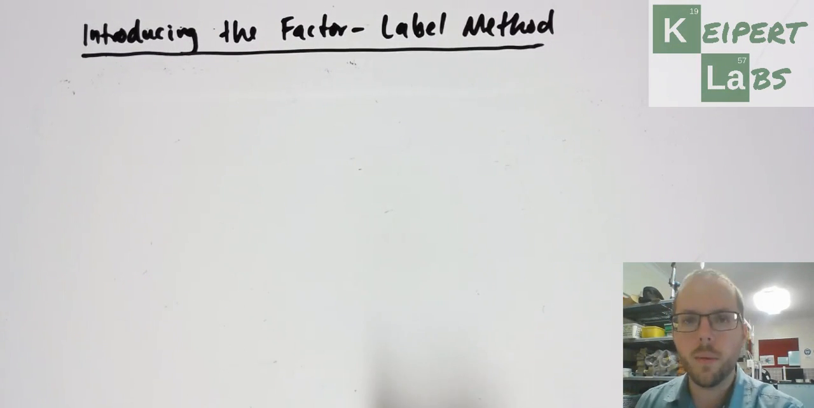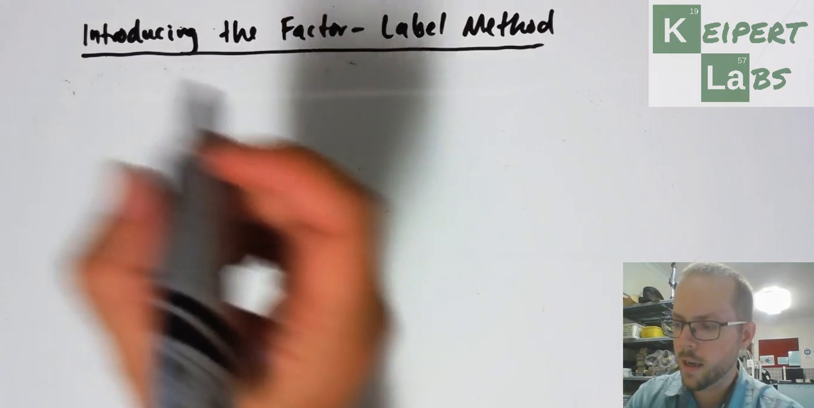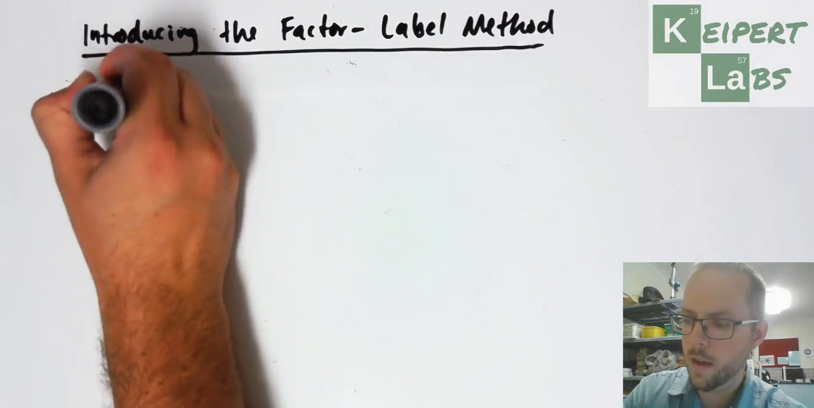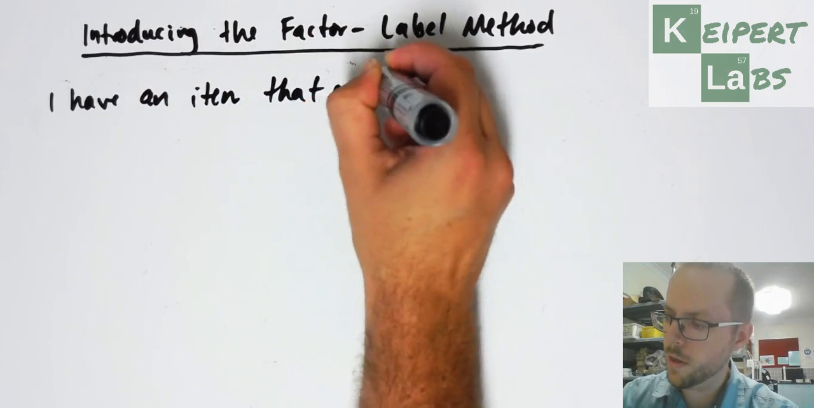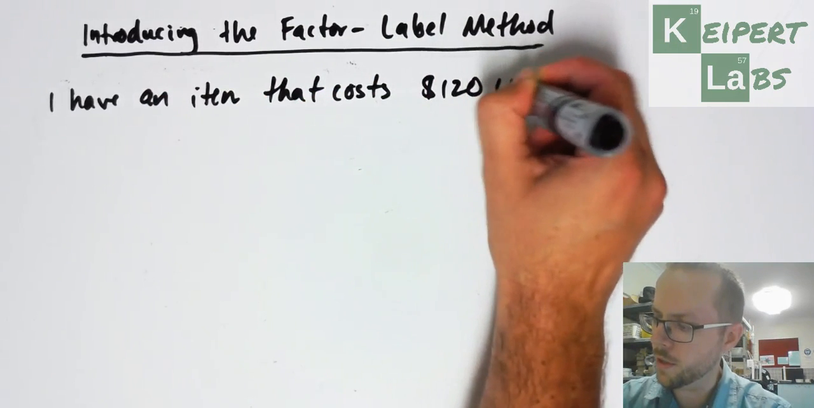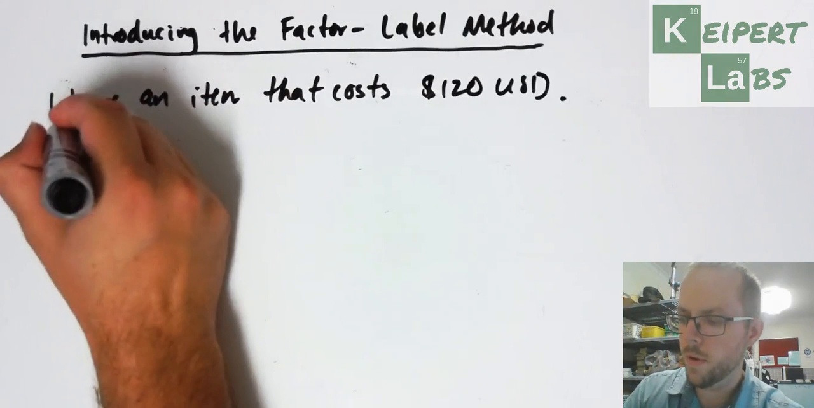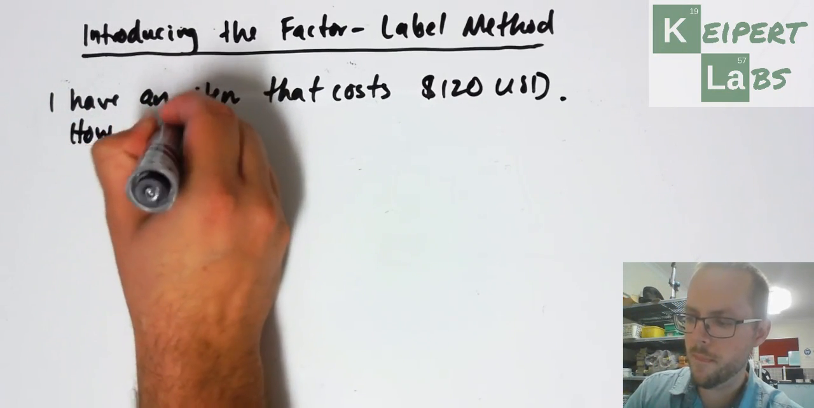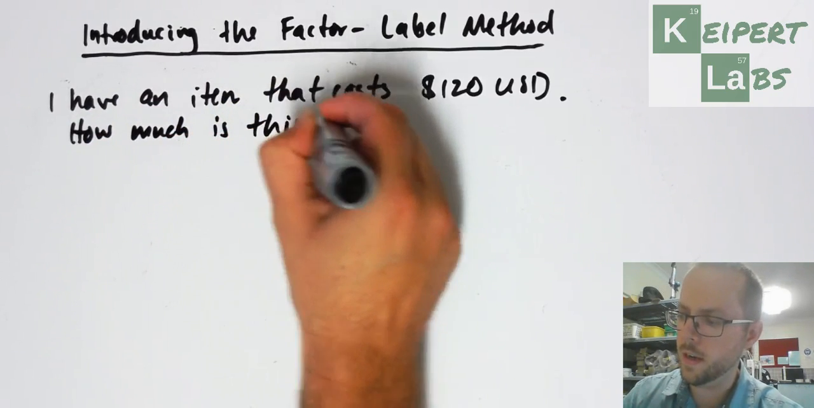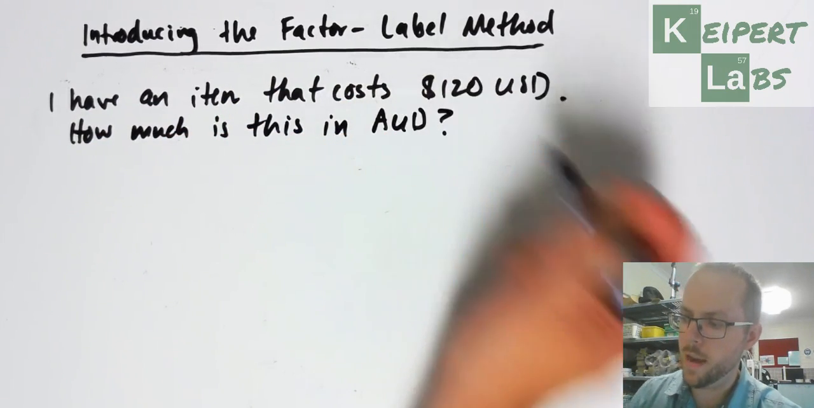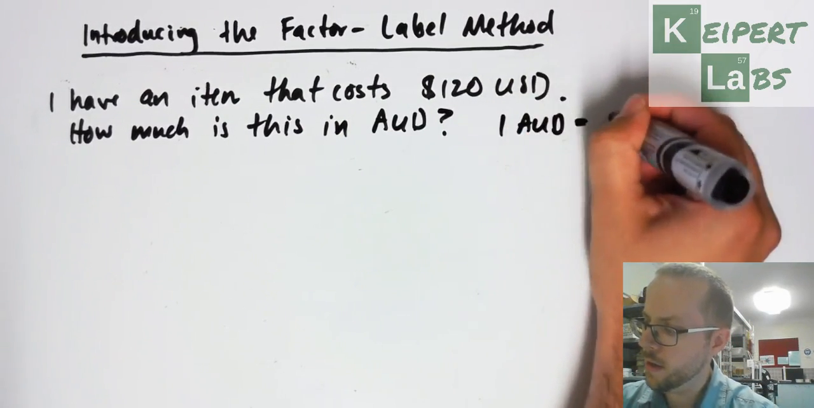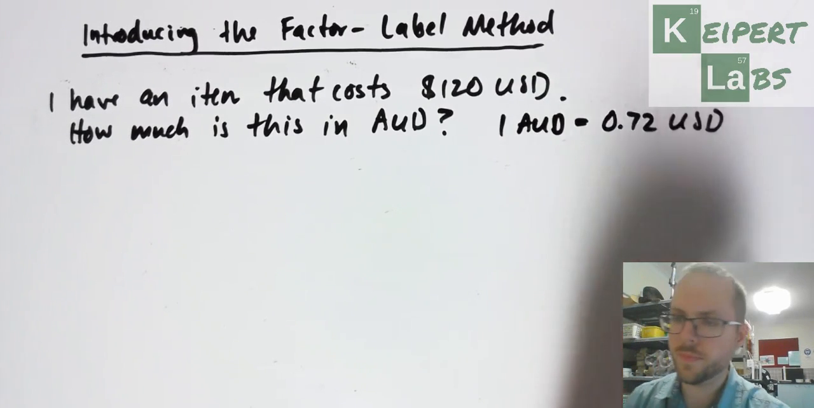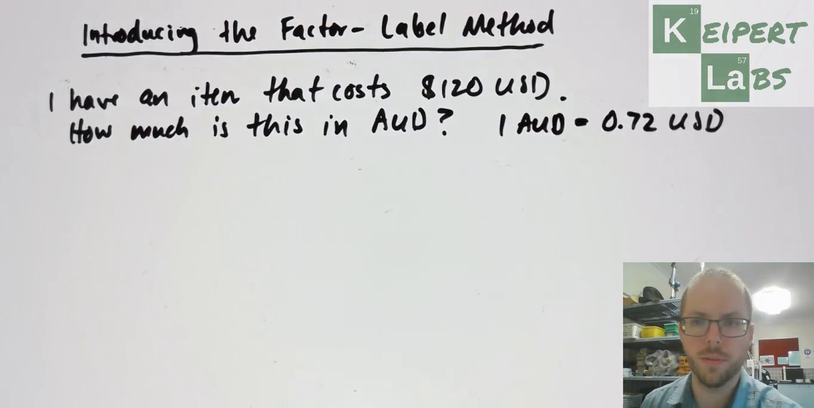Okay, so let's say I'm going to do a problem that involves money. If I have an item that costs 120 US dollars, how much is this in Australian dollars? Now we can look up for the day that the exchange rate is 1 Australian dollar gets us 0.72 US dollars. That's the sort of information that comes up on the news all the time if you're looking to travel.